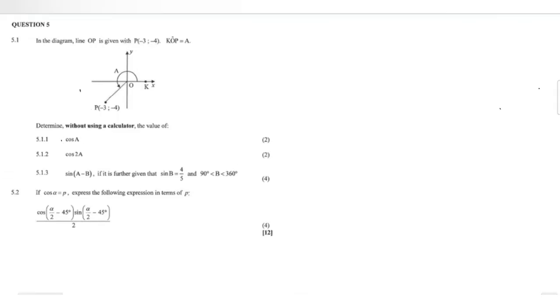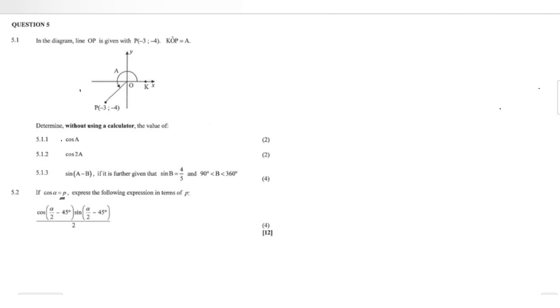Question number 5.2. If cos alpha is equal to p, express the following expression in terms of p. What is that expression? Sin(alpha/2 - 45 degrees) cos(alpha/2 - 45 degrees), all divided by 2. You have to simplify it, and at the end you have to write the answer only in terms of p. There should not be any trigonometric ratios. You have to get the answer in terms of p.